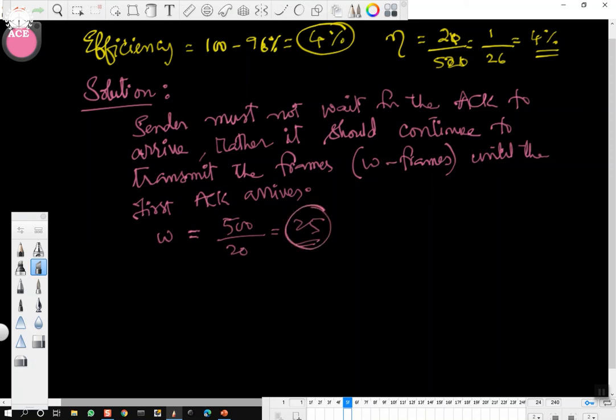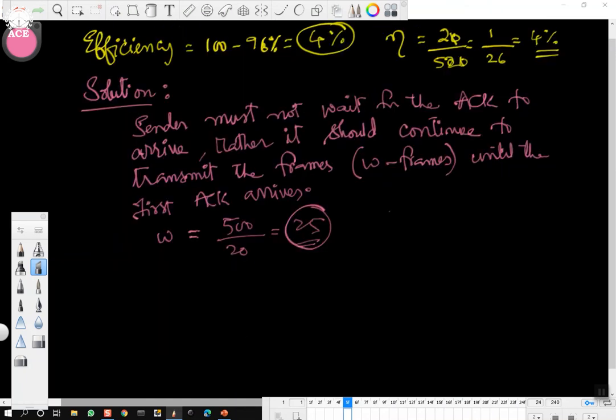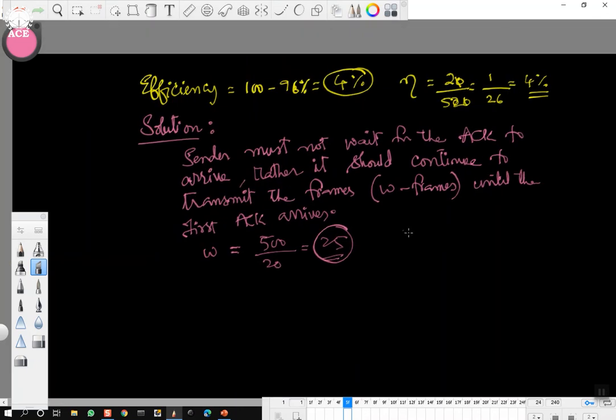It can fill up the pipeline. It can fill up the channel. Look at this. It can fill up this channel with all 20 millisecond durations, right? 25 frames it can fit. But what happens? The acknowledgement also takes 20 milliseconds to arrive, right? So it can continuously put 25 frames.